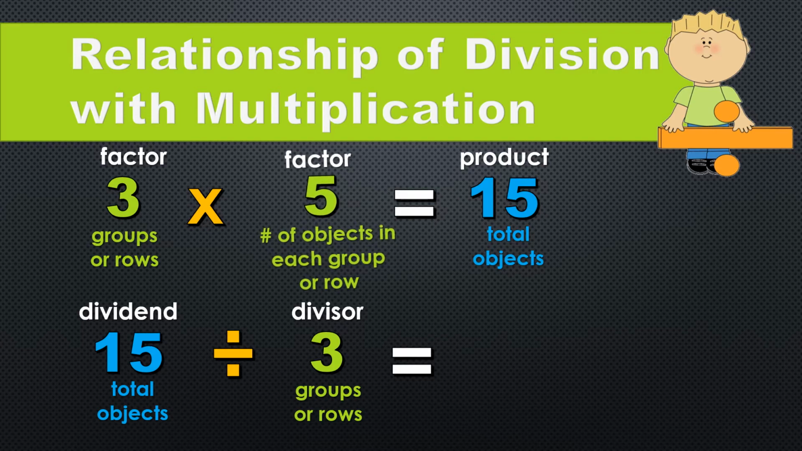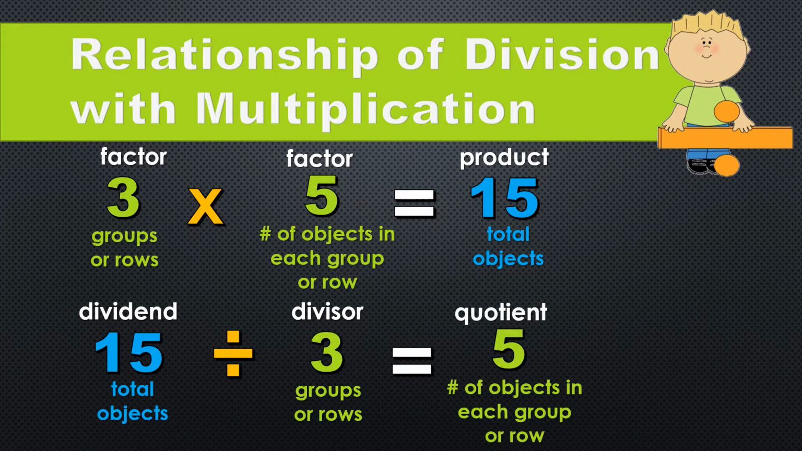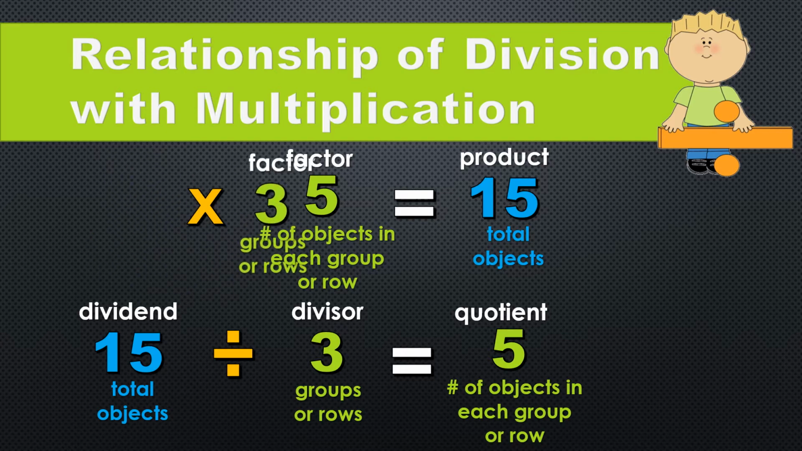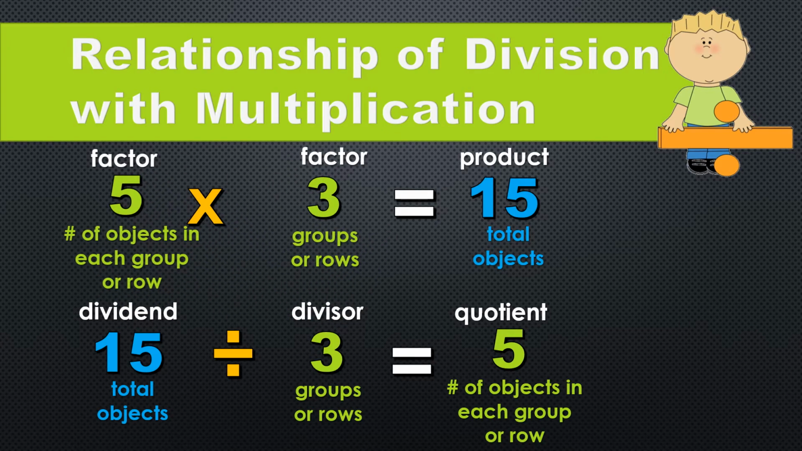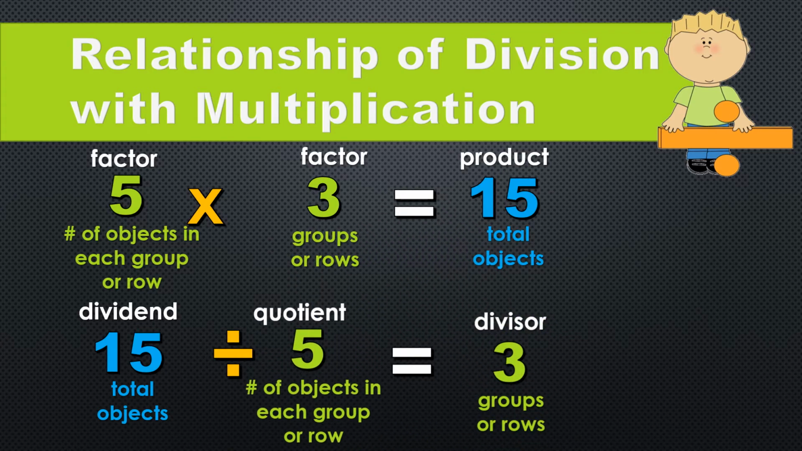The second factor is going to tell us how many objects will be in each group if we share or divide those 15 objects equally. That's going to be called our quotient, or the number of objects in each group. Remember that you can switch factors and the product will be the same. The same is true for your divisor and your quotient. If you know the number of objects, you can subtract from those objects to find out how many groups of those total objects you have.